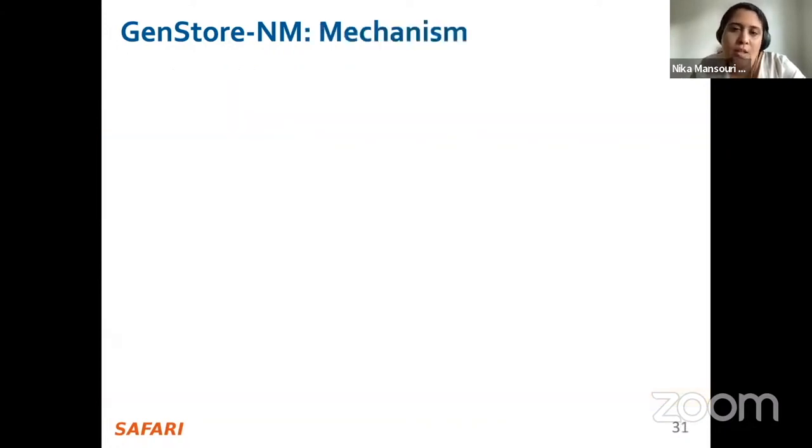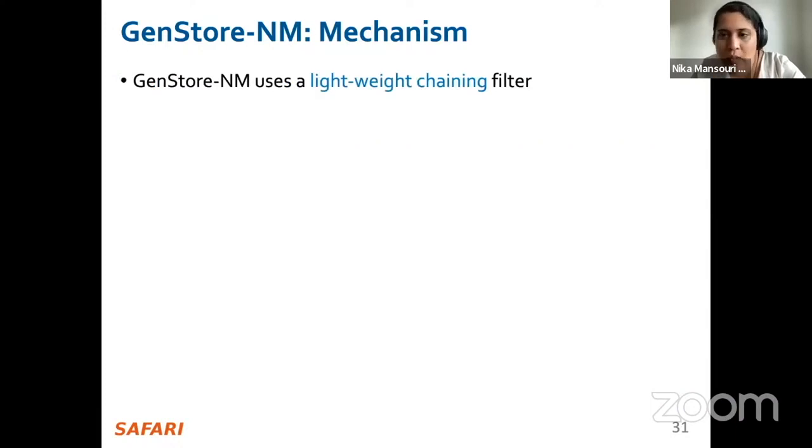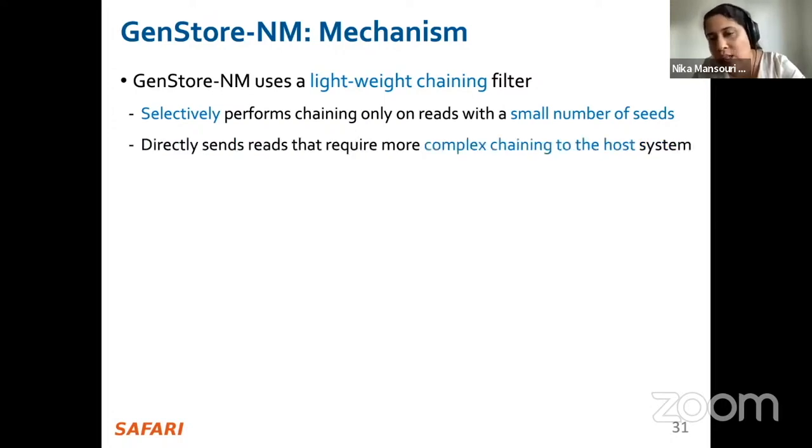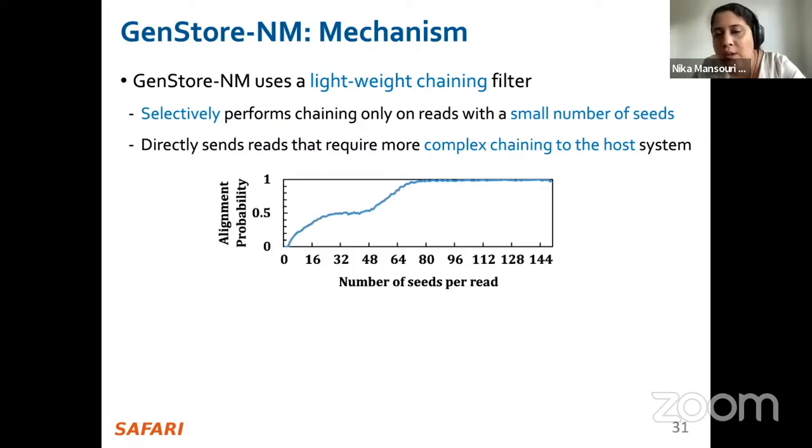So to reduce the cost of chaining, GenStore NM uses a lightweight chaining filter that selectively performs chaining on linear reads with a small number of seeds and directly sends reads that require more complex chaining to the host system. This idea is based on our observation from analyzing a wide range of real-world genomic read datasets. This figure shows an example. It shows the alignment probability of a read in a long read dataset to subsequences in a reference genome as a function of the number of seeds per read.